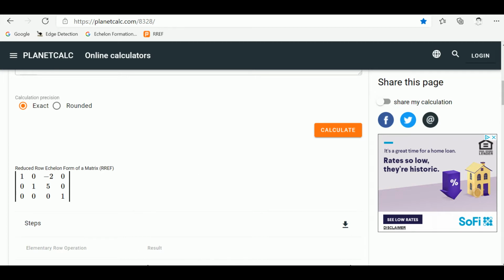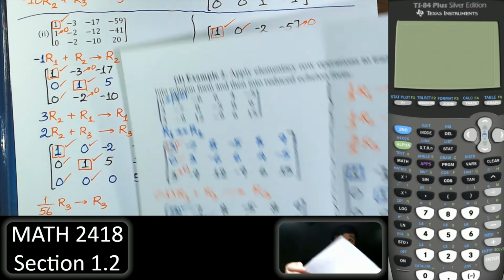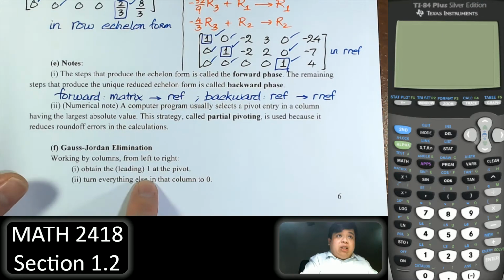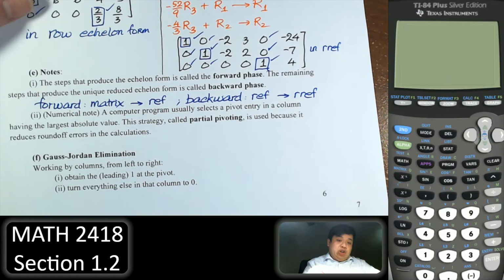Right, so whether we use the calculator or that website, we can get to the answer. Bottom line is, this is what we call Gauss-Jordan elimination: obtain the 1 in the pivot first, and then turn everything in that column to 0, and then we go to the next pivot so that we maintain the echelon formation.